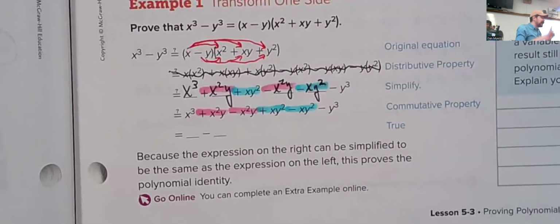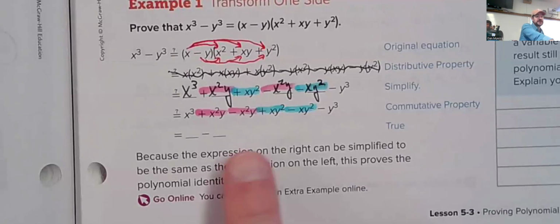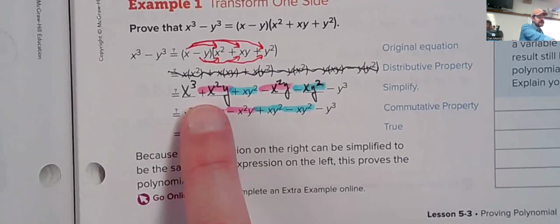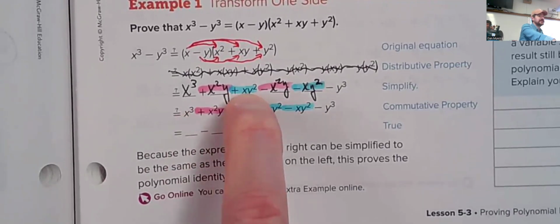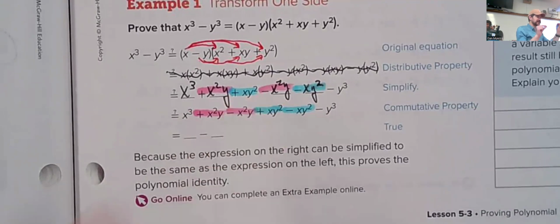I want to make it clear that the pink ones and the blue ones are not like terms with each other because it matters where the squared is in those terms. This squared is with the x. That squared is with the y. So those are not like terms that are next to each other right here. Yes, they both have a squared term and a non-squared term, but the squared term must be with the same term in order to be like terms.